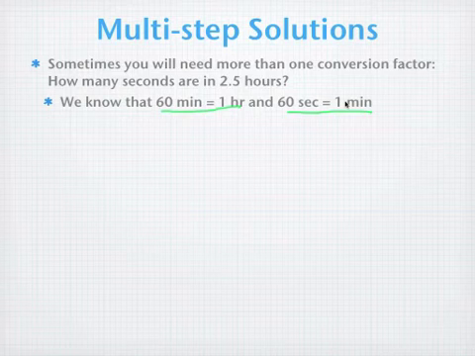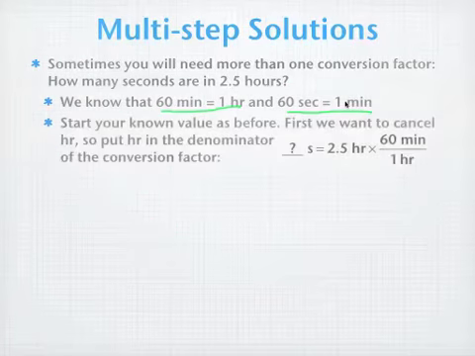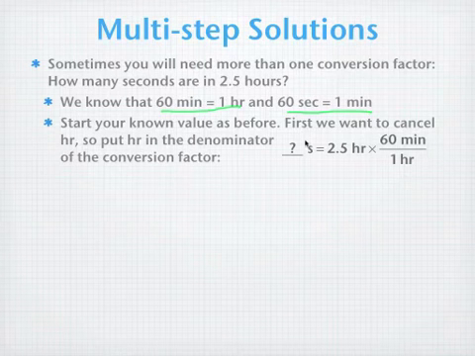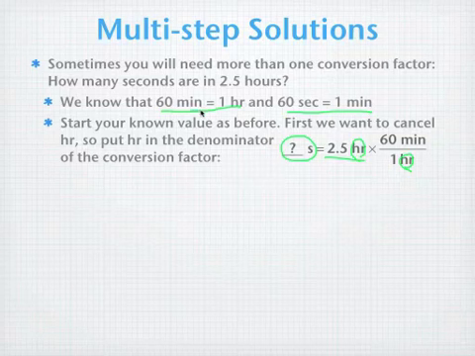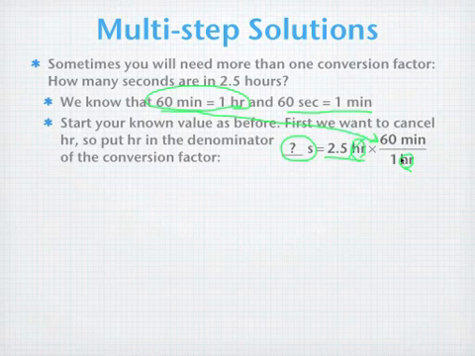Instead, if you have a two-step conversion factor, I want you to do it the way I'm going to show you here. As before, we're going to start with our known value. Here's our 2.5 hours, and here's our unknown on the left next to the question mark. We want to have that final answer in seconds. Since we have hours here, we want to have hours in the denominator to cancel it out, and so we're going to go to our first conversion factor, 60 minutes in 1 hour, and put the 60 minutes right up there. Cancel out the hours, and now we have minutes.